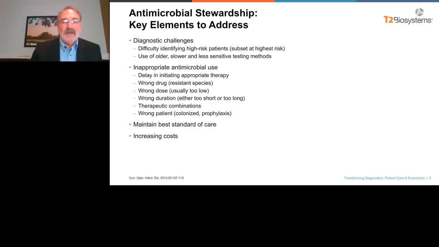Certainly we have a lot of evidence that patients that are colonized get misdiagnosed as being potentially infected, and that colonization is erroneously treated, and that should clearly be avoided. Likewise, administering prophylaxis outside of any type of protocolized effort in patient populations where prophylaxis has been documented to be efficacious is important. We do all these things to control antimicrobial use in order to maintain the best standard of care and to control increasing costs as well as resistance.